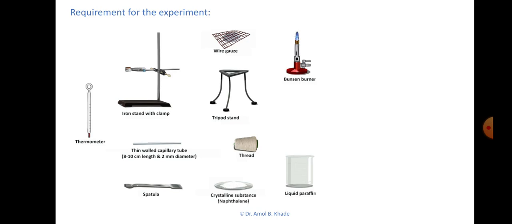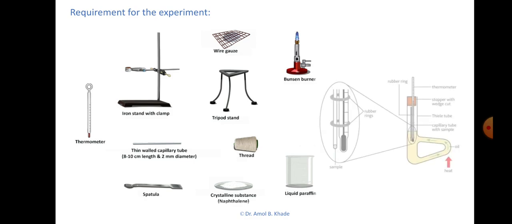Now coming to the requirements to carry out this experiment. So what are the things you require? Obviously you require the thermometer to measure the temperature at which the sample melts. Then you require an iron stand with a clamp which can hold the Thiele tube. Then you require a thin-walled capillary tube, usually 8 to 10 centimeters in length, and its internal diameter should be approximately 2 mm. Then you require a spatula to powder your sample, then the wire gauze, a tripod stand, a thread, your substance, a Bunsen burner to heat the sample, and liquid paraffin. Then most importantly, you need the Thiele tube.